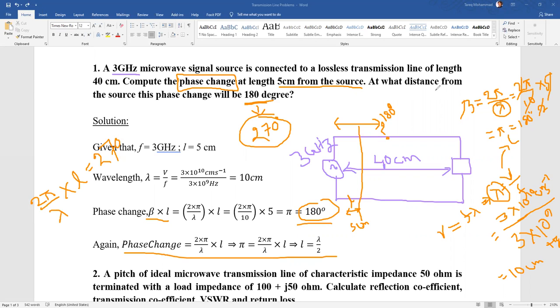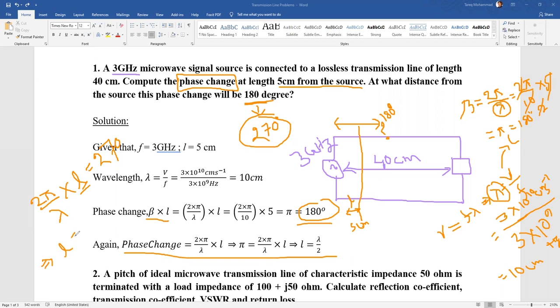So at what distance from the source is the phase change? We know the phase change is equal to beta into L, where beta is equal to 2 pi by lambda. Now we need to find out the value of L, this is the length.